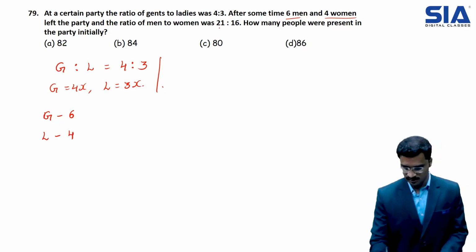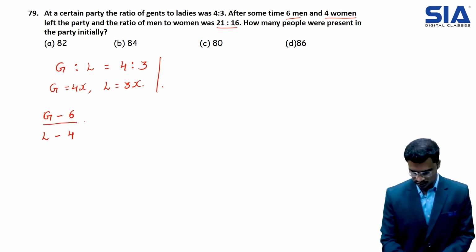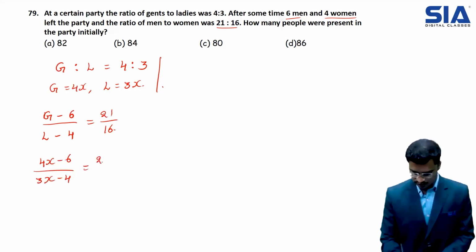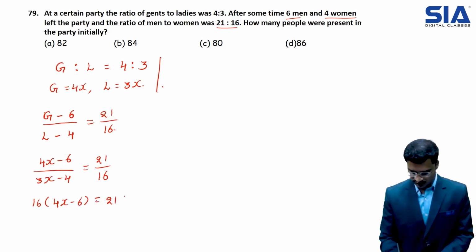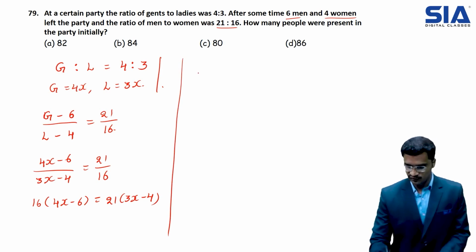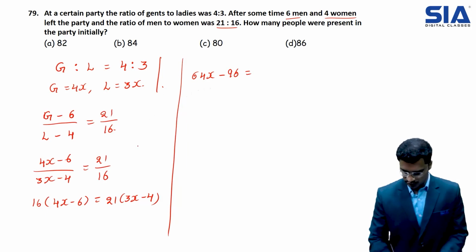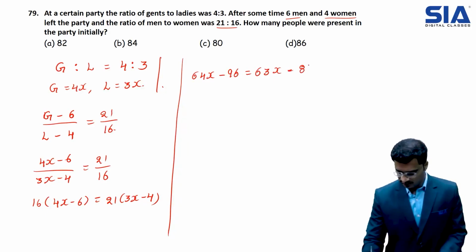After that, the ratio is becoming what? 21:16. Here the value of gents is 4x. So (4x minus 6) by (3x minus 4) is equal to 21/16. After cross multiplying, I am getting 16 into (4x minus 6) is equal to 21 into (3x minus 4). So let us multiply these values. 16 times 4 is 64x minus 16 times 6 is 96, is equal to 21 into 3, which is 63x minus 84.